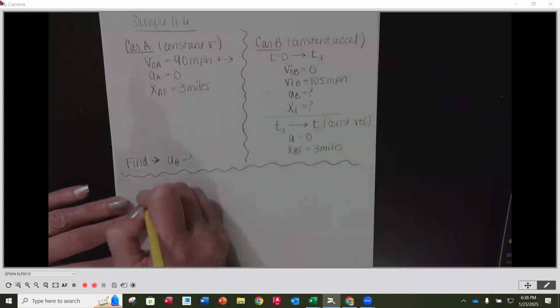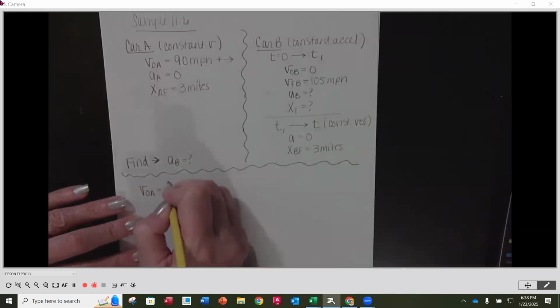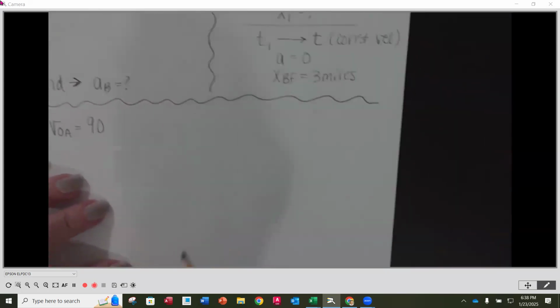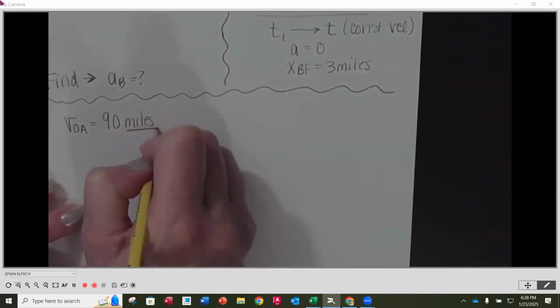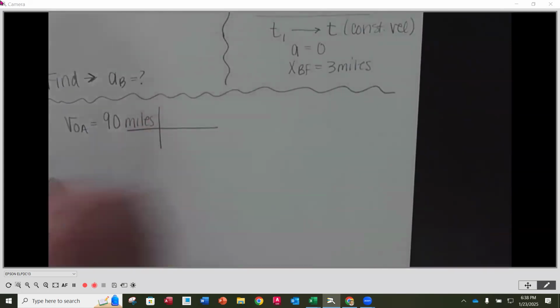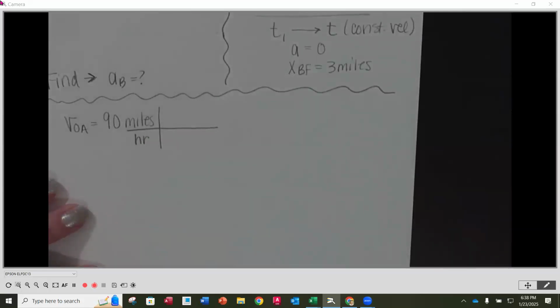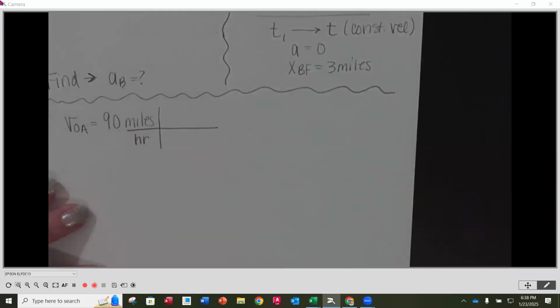So velocity original A is equal to 90. Now to convert this, we're going to put miles on top per hours on the bottom. So you have to expand it out. Don't write MPH after it. It has to be miles on top and hours on the bottom. And now we want to get this to feet per second.